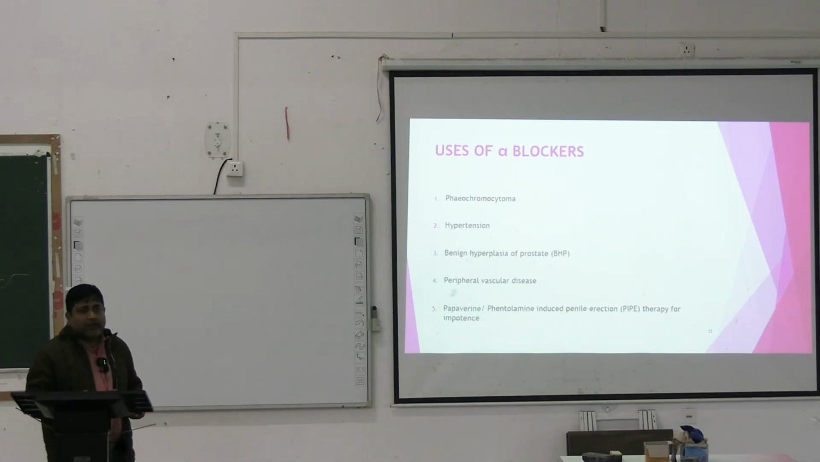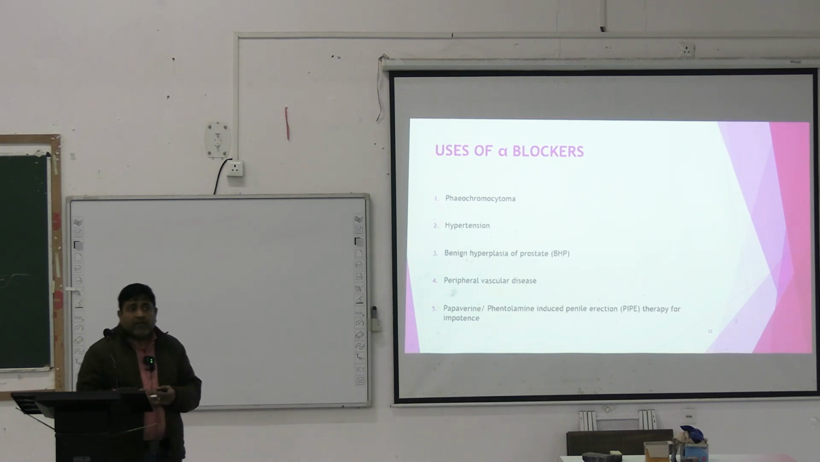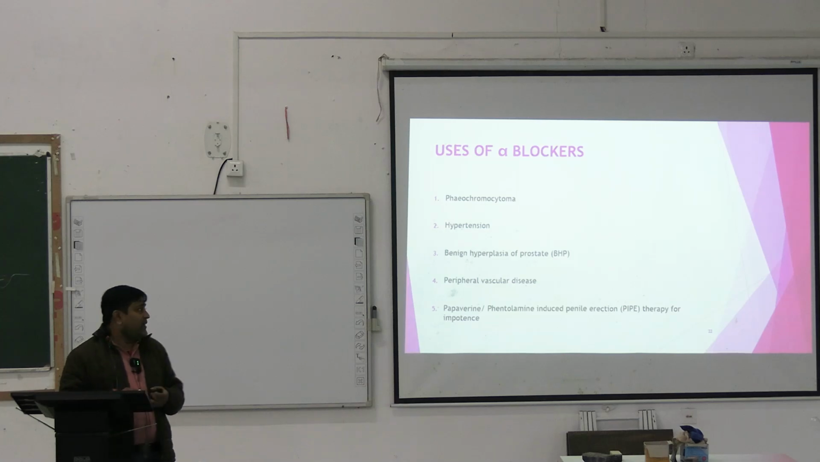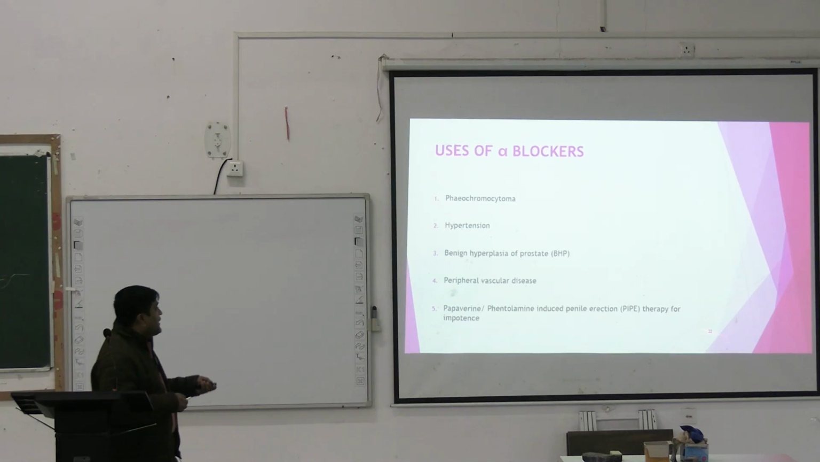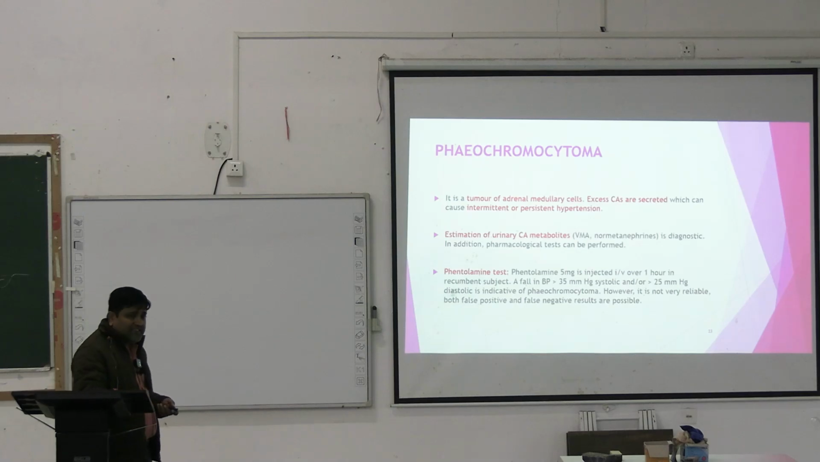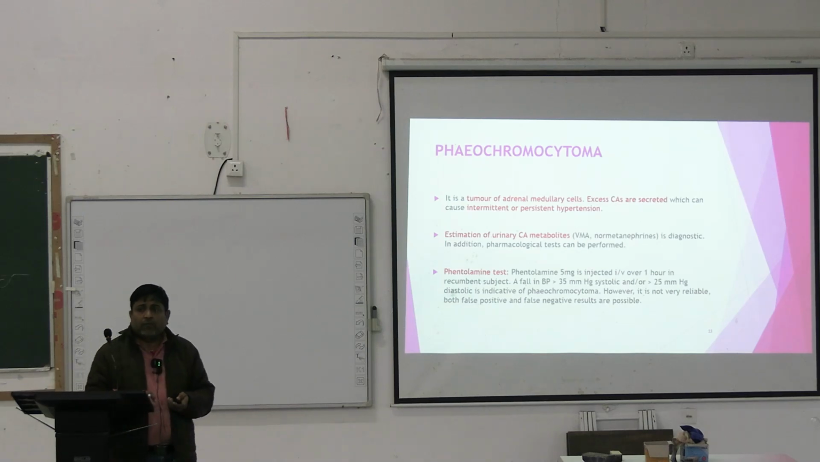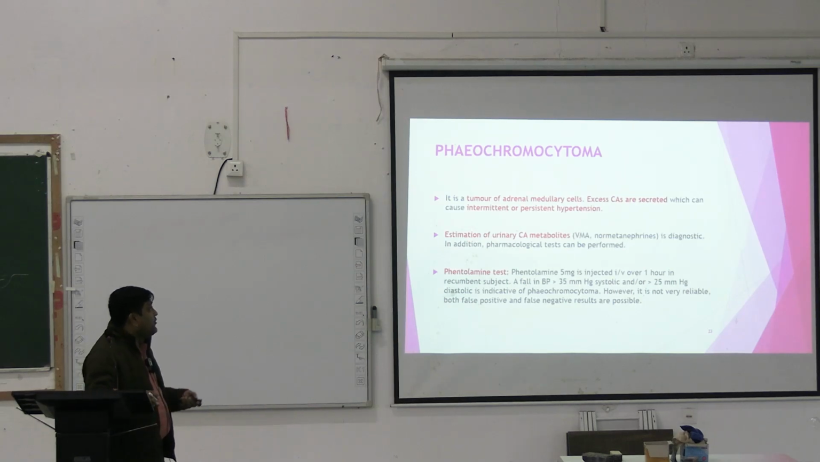Uses of alpha blockers: number 1, pheochromocytoma; number 2, hypertension; number 3, benign hyperplasia of prostate; peripheral vascular disease; and phentolamine-induced penile erection therapy in impotence. Pheochromocytoma is a tumor of adrenal medullary cells where excess catecholamines are secreted within the body. It is diagnosed by estimation of urinary catecholamine metabolites, VMA, metanephrines and others.